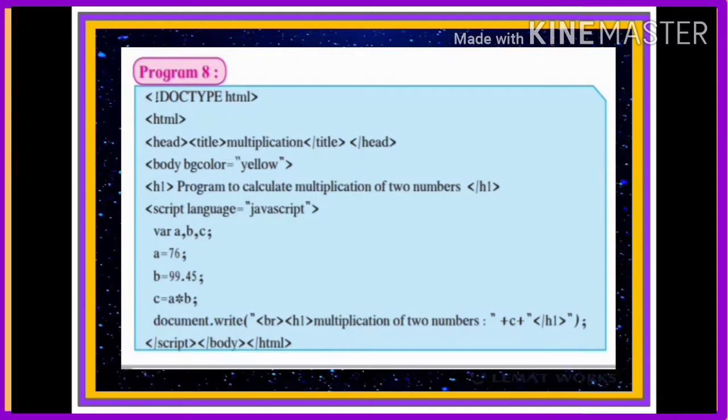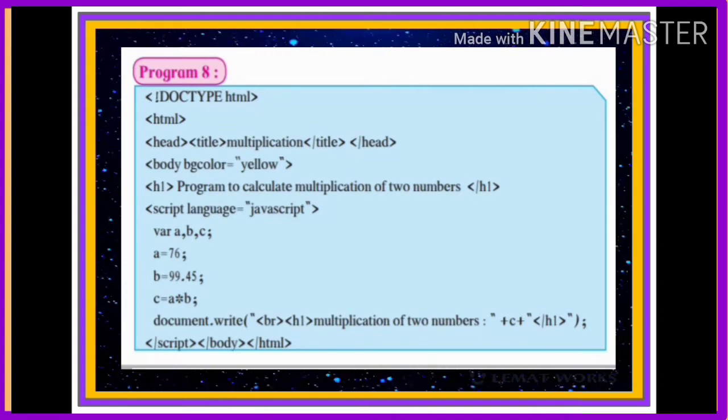Open HTML tag, then in head tag write title tag having the title multiplication, close title, close head, open the body tag with one attribute bgcolor equal to yellow, then insert h1 tag having the content program to calculate multiplication of two numbers, close h1, open the script tag, script language equal to JavaScript, declare three variables here a comma b comma c, then at the end of line write semicolon, a equal to 76, b equal to 99.45, and if you write c equal to a multiplied by b, then the value of c will be changed. a multiplied by b, means 76 multiplied by 99.45.